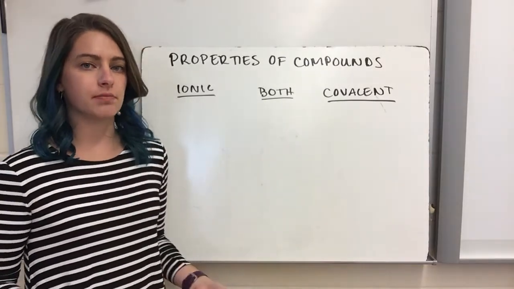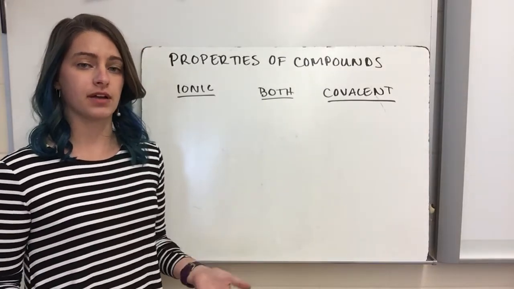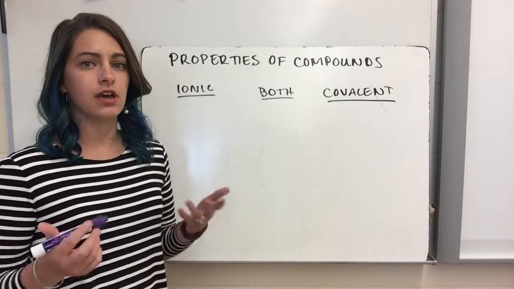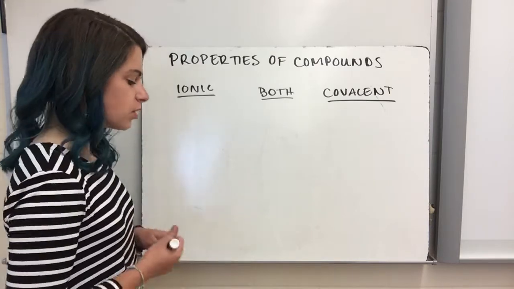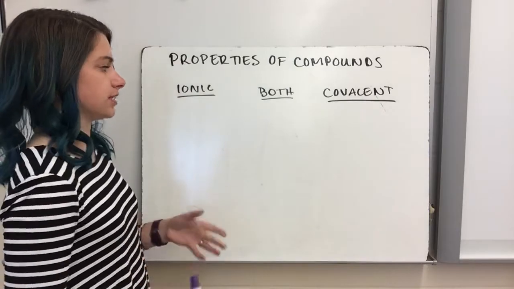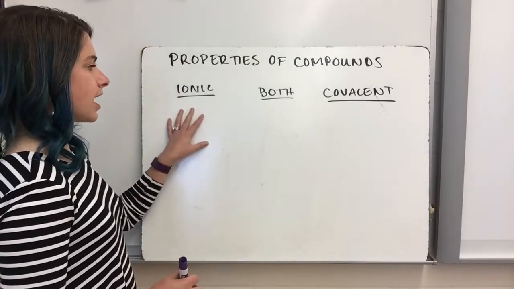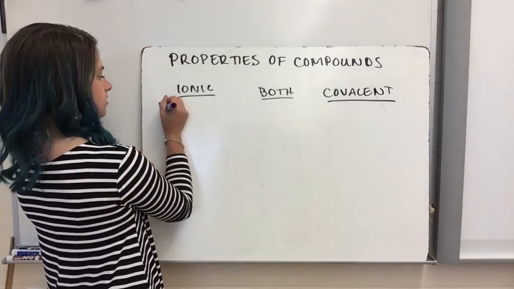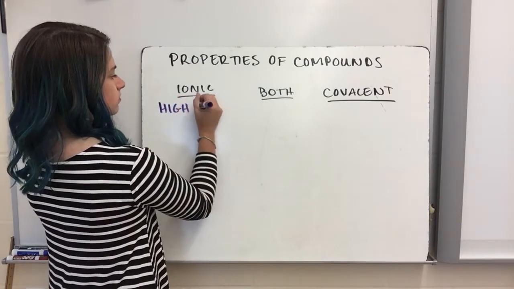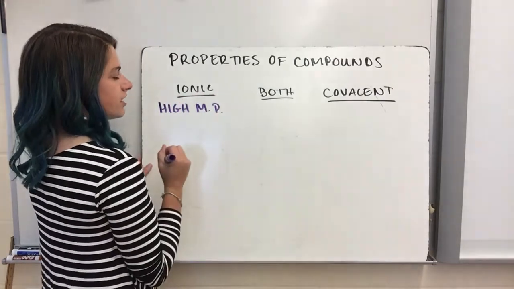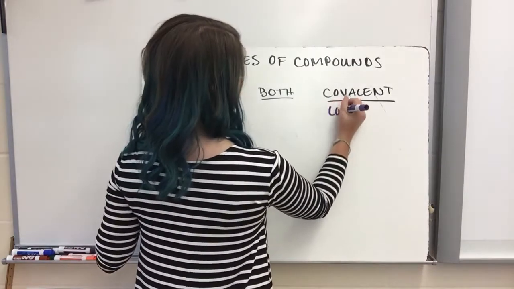So when we're comparing properties of ionic and covalent compounds, we're going to look at several different physical properties. The first physical property that we're going to look at is melting point. And our ionic compounds have a high melting point, and our covalent compounds are going to have a low melting point.